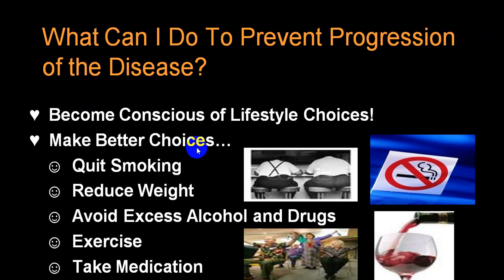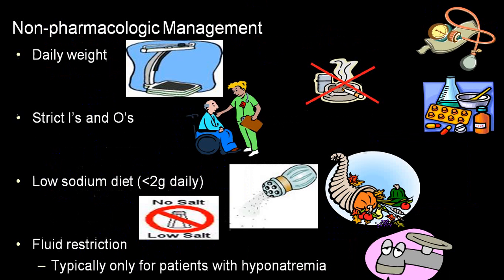As far as lifestyle modification is concerned: stop smoking, reduce your weight, avoid alcohol, avoid NSAIDs, avoid steroids, regular calculated exercise, and take medication regularly. So weight reduction, input output chart, low sodium diet, fluid restriction is a prime thing.